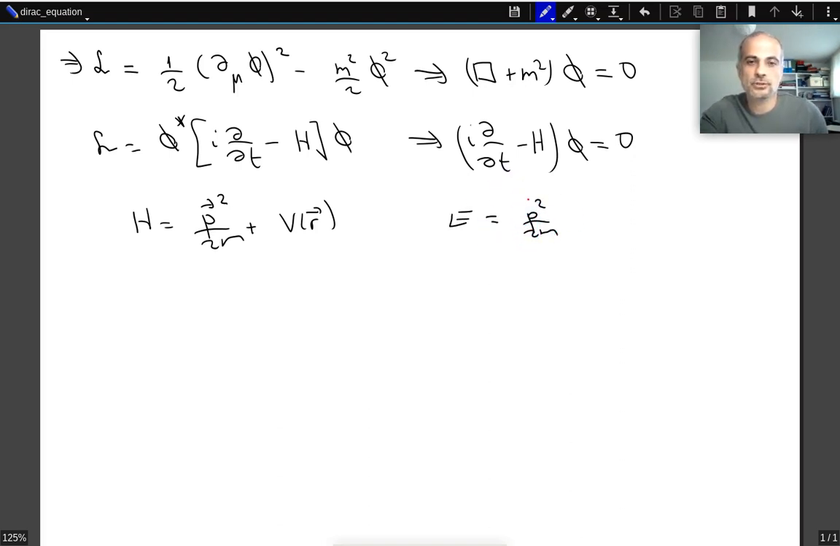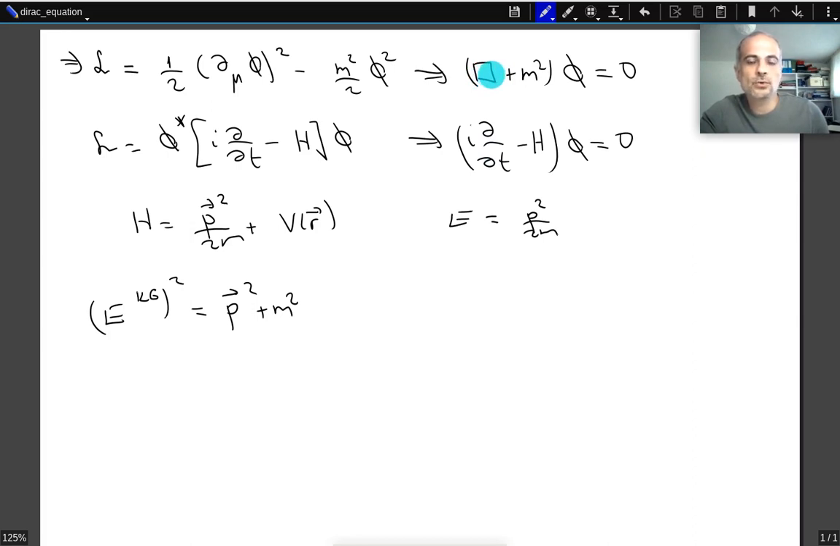If you search for free fields for the Klein-Gordon equation, their energy momentum relation is given by energy squared equal to p squared plus m squared, which is nothing but the relativistic energy momentum relation. But as we go from the Schrödinger equation to the Klein-Gordon equation, one problem is that although the Schrödinger equation is first order in time, the Klein-Gordon equation is second order in time.